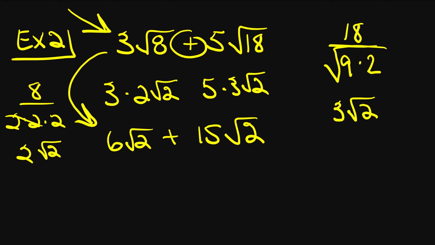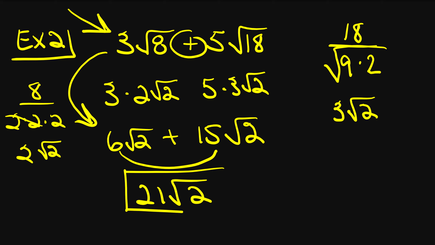And now our radicals are the same, and so are the indexes. So this ends up being 6 and 15, 21 root 2. And that is our second example. Okay?